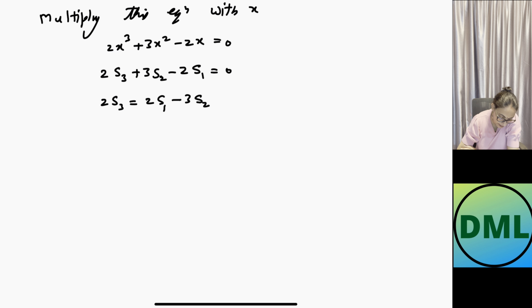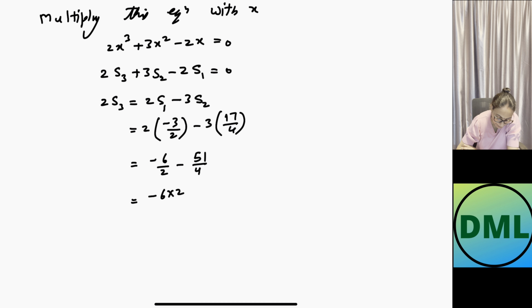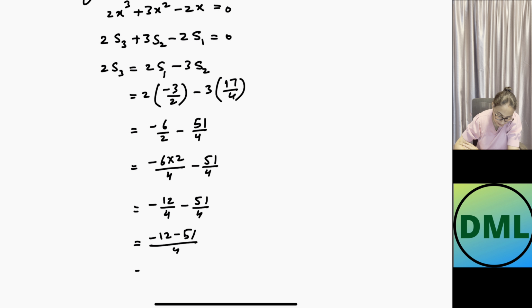Let's substitute the values here. This will be equal to 2 times S1, which is minus 3 over 2, minus of 3 times S2, which is 17 by 4, which we figured out earlier. Let's calculate this one. This will be equal to minus 6 over 2 minus of 51 over 4. Let's make the LCM same here. Minus 6 multiplied by 2 over 4 minus 51 over 4. This equals minus 12 over 4 minus 51 over 4. If I add it here, minus 12 minus 51 over 4, which equals negative 63 by 4. This is the same answer we got earlier.